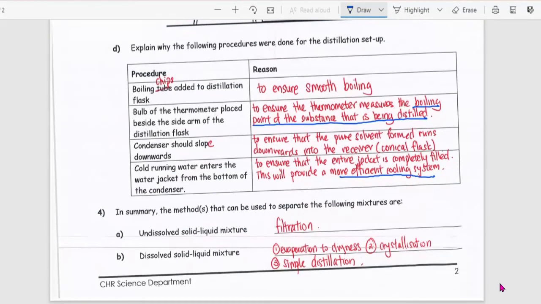Now, in summary, what can we use to separate the following mixtures? Because we're learning about separation techniques. In the previous worksheet, you learned about filtration, so we can separate the undissolved solid from the liquid using filtration. For a dissolved solid-liquid mixture, you realize there are three different methods: evaporation to dryness, crystallization, and simple distillation. The first two are to collect the solid. Simple distillation is normally to collect the liquid. Okay, so this is your worksheet 3.3.